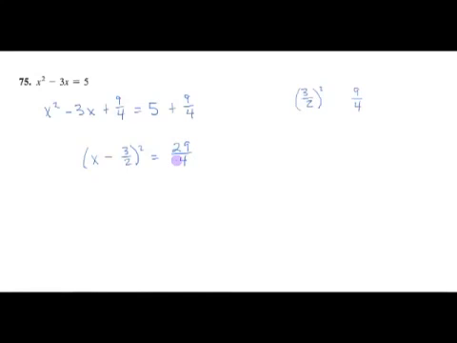Let's go ahead and take the square root of both sides. Don't forget your plus minus. And we have an x minus 3 halves equals plus or minus the square root of 29 all over 2. So x is 3 halves plus or minus the square root of 29 over 2. Again, we could not have solved this by factoring, as evidenced by the irrational answer that we have at the end of completing the square.